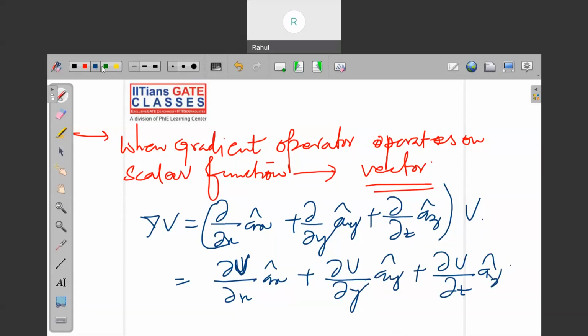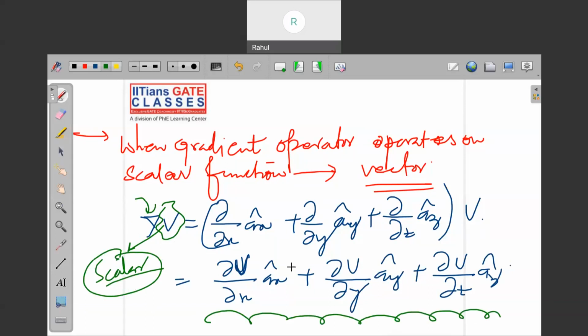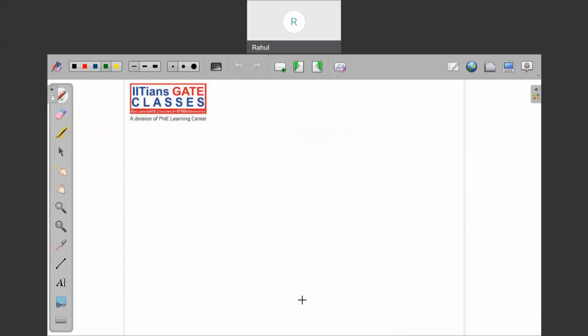So now you can see initially this V was a scalar, and this gradient operator is operating on the scalar and giving you the vector. This is a variation with respect to x, y, and z of the temperature, or you can say the potential. So the gradient operator captures the variation of a scalar quantity with respect to x, y, z coordinates or space variables. This is a very, very important concept.